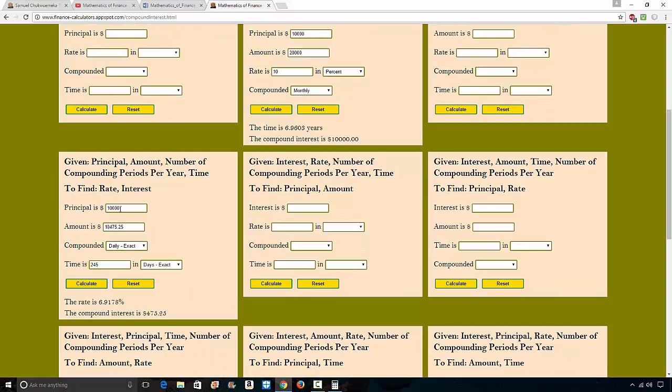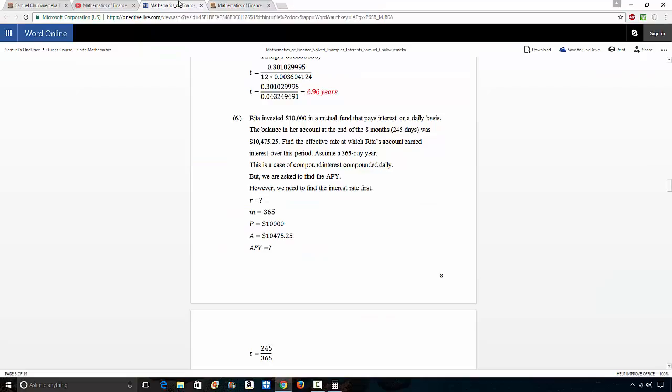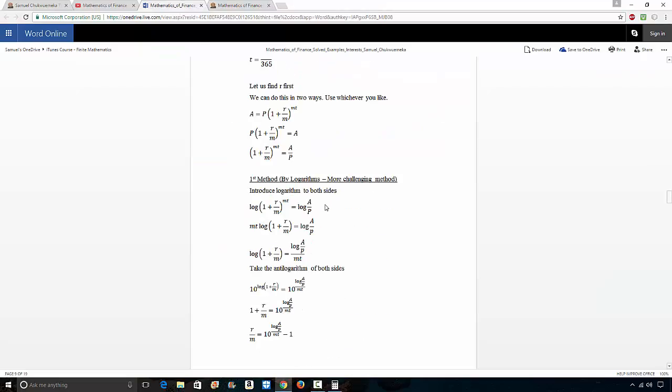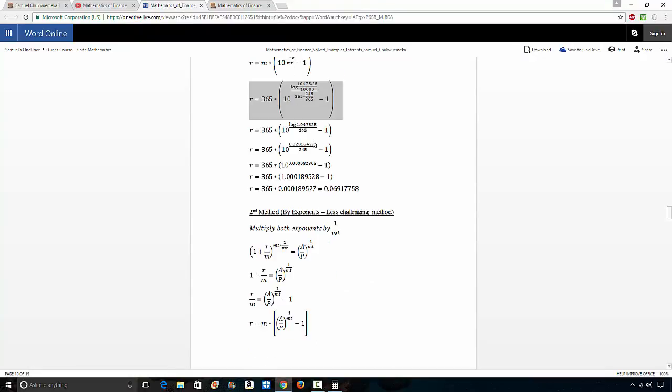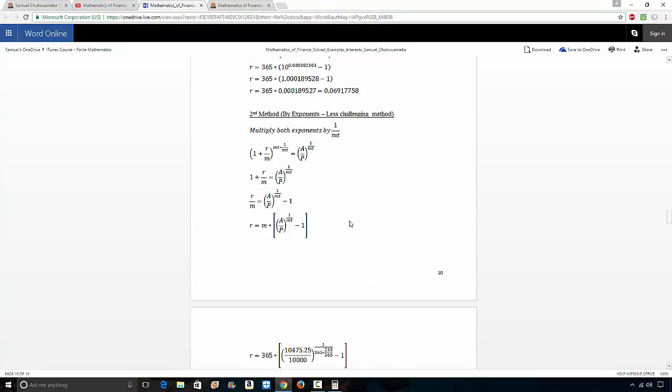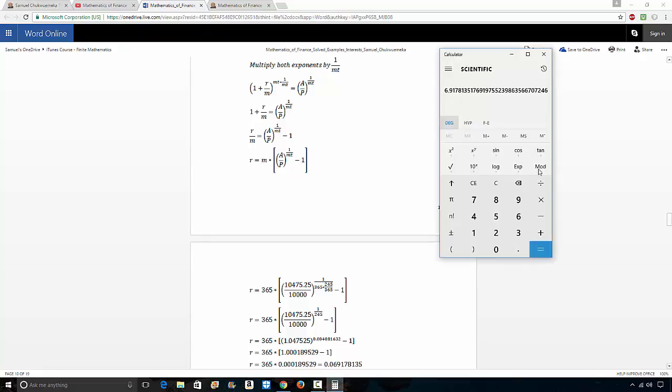So you see the rate here. Okay, because if you multiply this by 100, that gives you 6.9178%. Okay, see that? So that is what you want to select, since it's exact days we want. Then the next one is, you can use this, this is more challenging method, or you can use another method to find this if you want to do it like this.